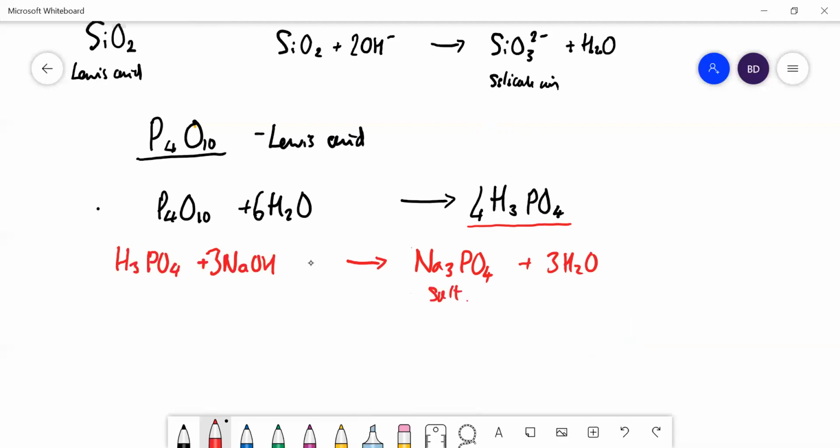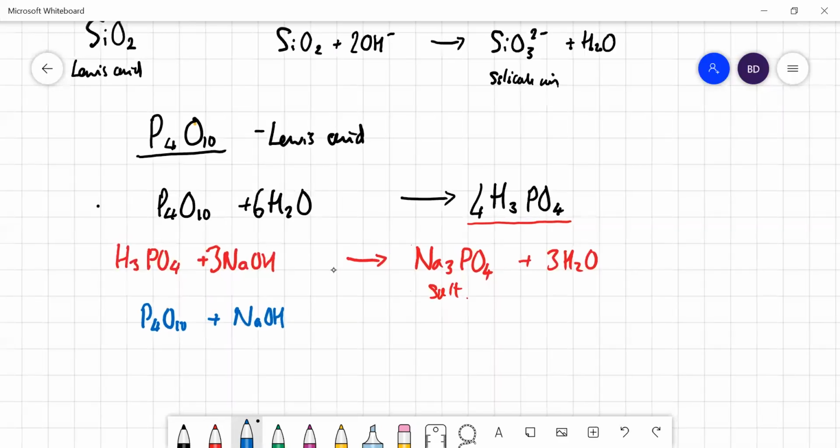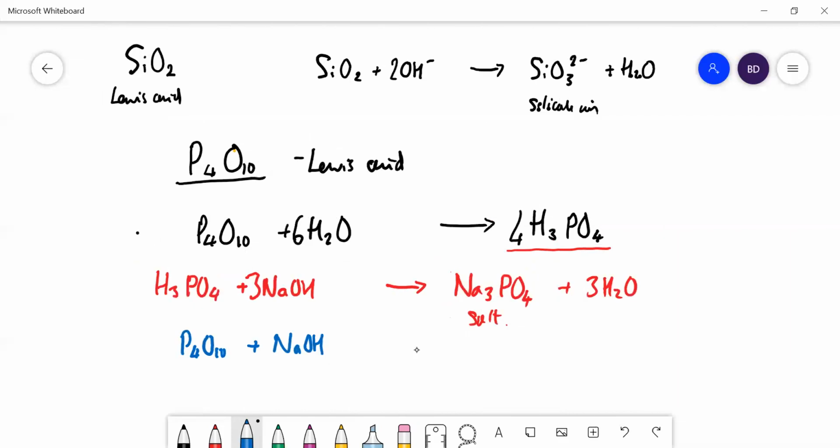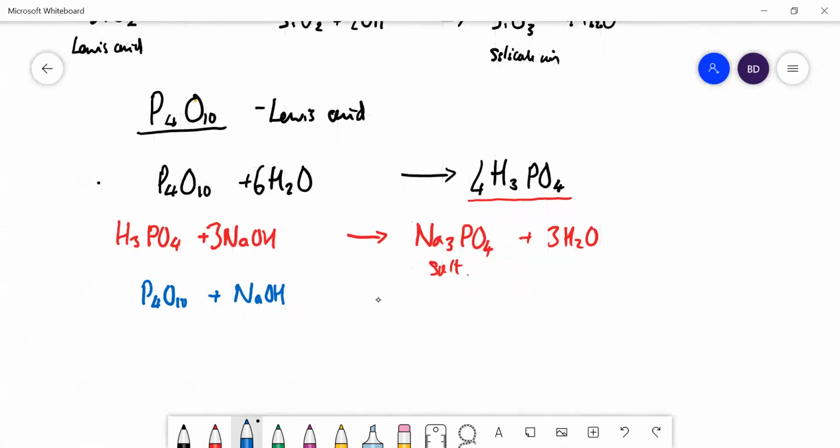Now, the reason why I'm mentioning this is because very often they will ask you what will happen if phosphorus oxide, P4O10, reacts with NaOH. P4O10 is an acid, isn't it? It's a Lewis acid. H3PO4 is a Bronsted-Lowry acid. But you get the same salt in each case.